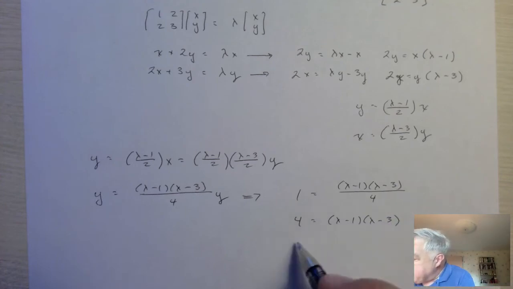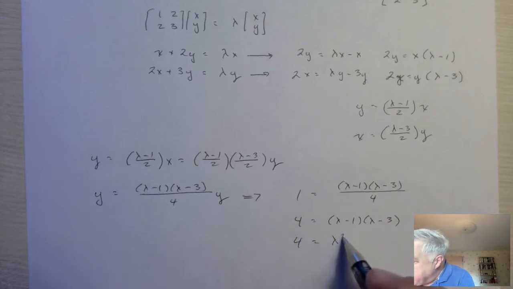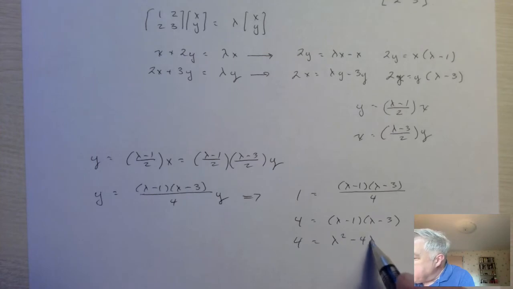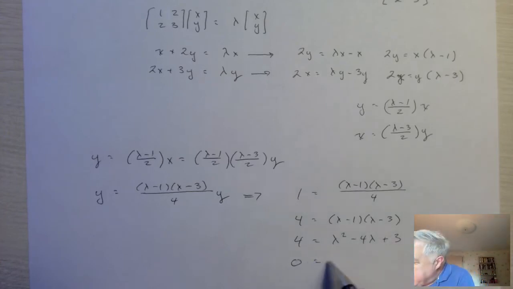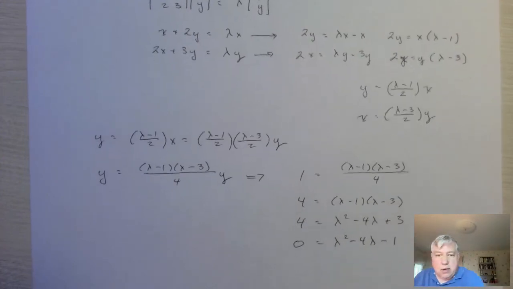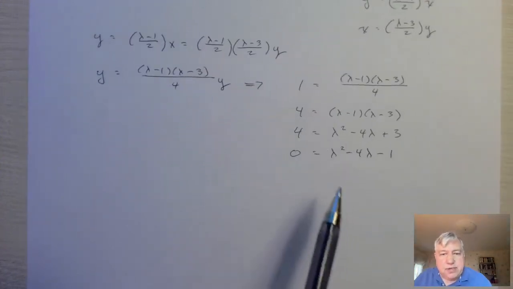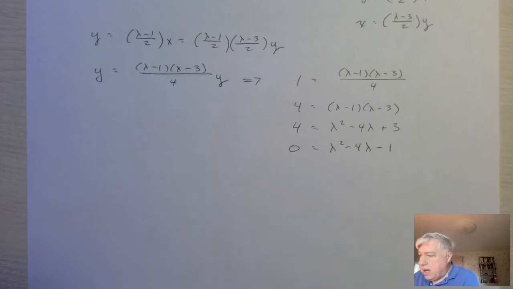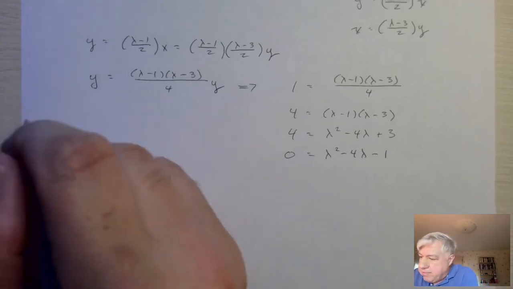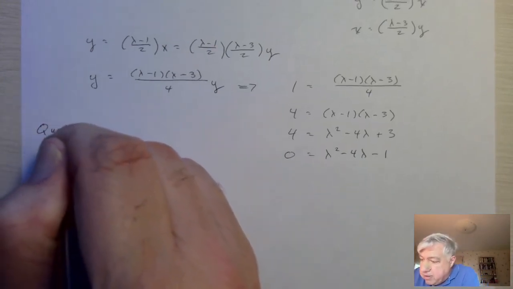And multiply this out. We get lambda squared minus 4 lambda plus 3. All right. And then subtract 4 from both sides, and we get 0 is lambda squared minus 4 lambda minus 1. All right, now you'll see that this is a quadratic equation, and even if we can't factor it, we can use the quadratic formula. Remember the quadratic formula?